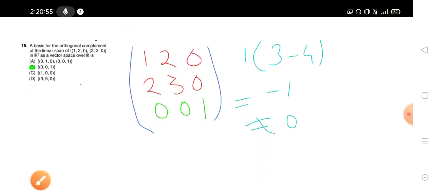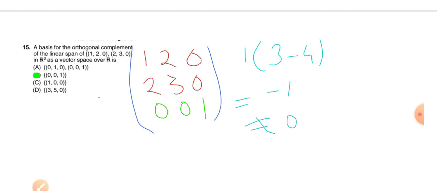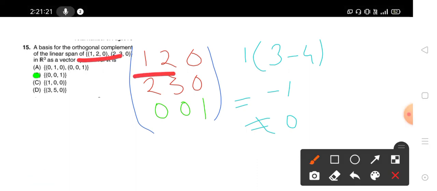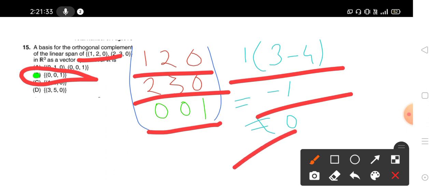Next question. A basis for the orthogonal complement of the linear span of (1, 2, 0), (2, 3, 0) in R cube as a vector space over R is? Find the other vector. And what is the basis? If the determinant is non-zero, then it forms a basis. This is written as (1, 2, 0), (2, 3, 0), and check for the option. I choose option B, (0, 0, 1), and finally we get determinant not equal to 0, therefore answer B is correct.